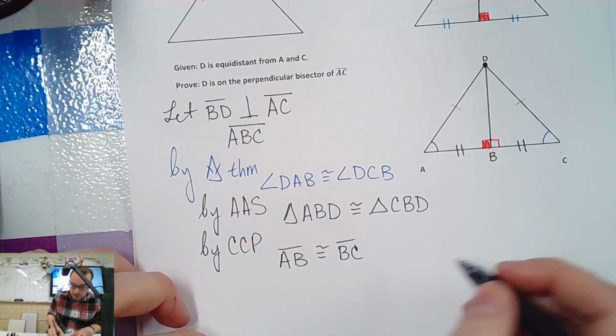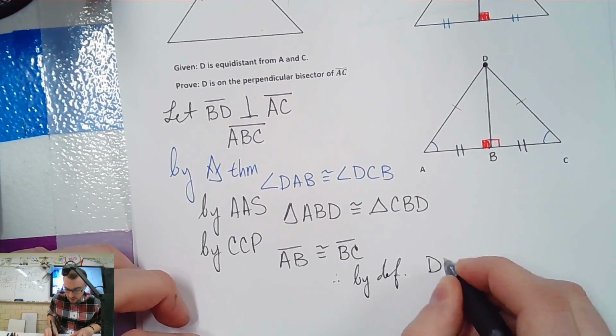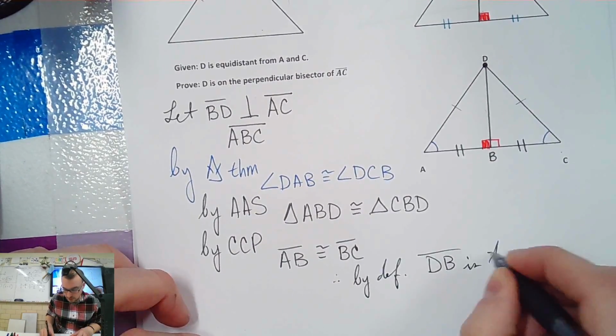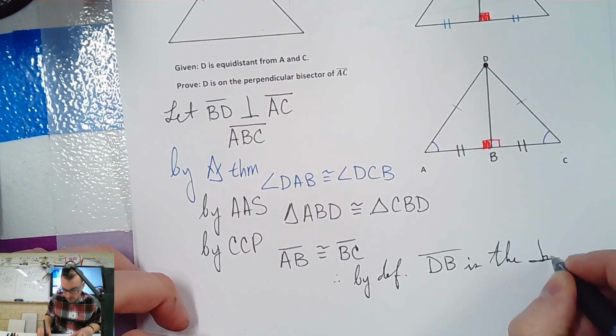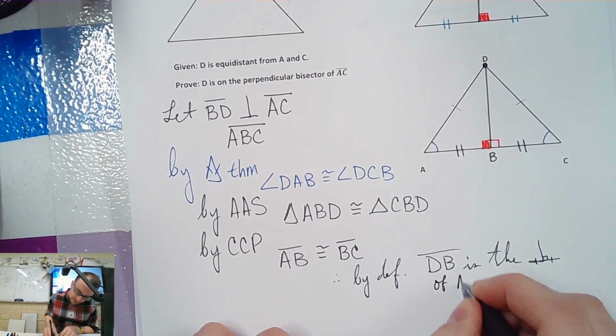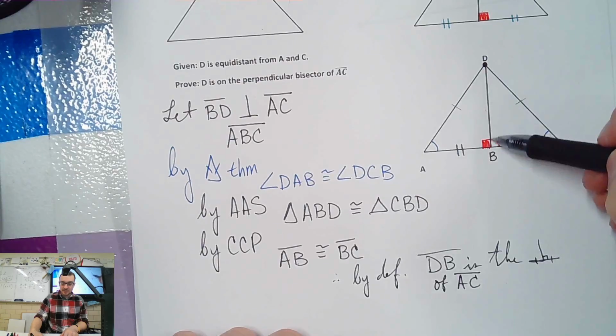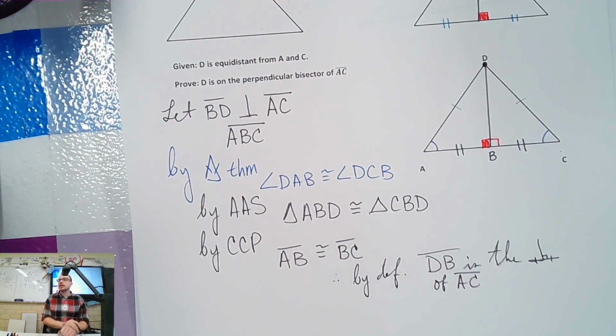So, by definition, therefore, by definition, DB is the perpendicular bisector. This is my symbol for perpendicular bisector, right? Of AC. It's the line that hits this AC at 90 and divides it in half, right? So it's a perpendicular bisector of AC.